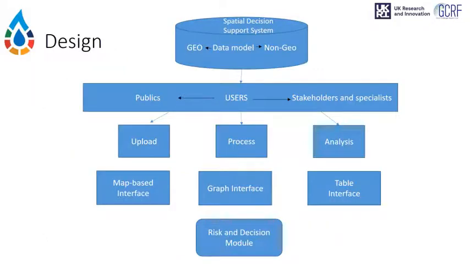This is kind of the primary design of the platform. The platform involves geospatial and non-geospatial data. This data will be uploaded to the system and be processed and analyzed for different users. The different visualizations are going to be for the stakeholder, specialist or public. And the visualization comes in a map-based interface, graph interface, and table interface. And then after they upload the data, process and analyze it, they can link to the risk and decision modules.